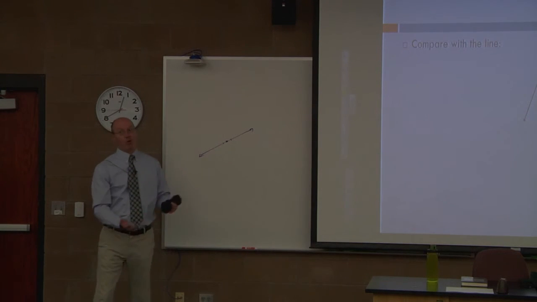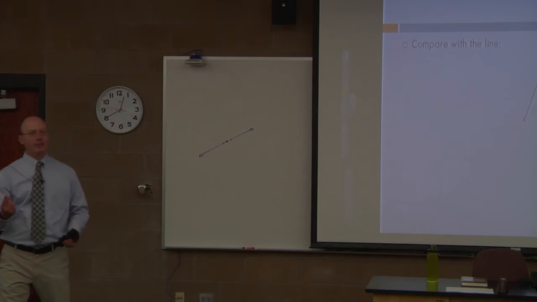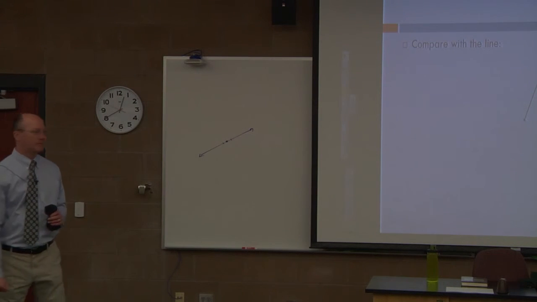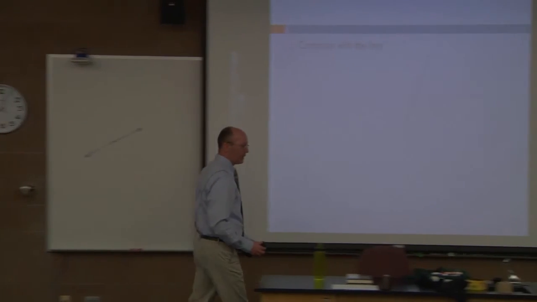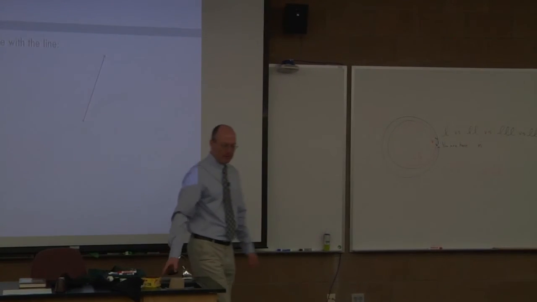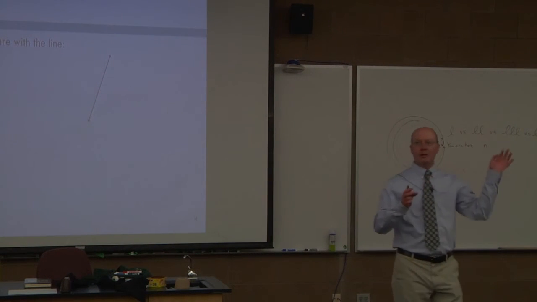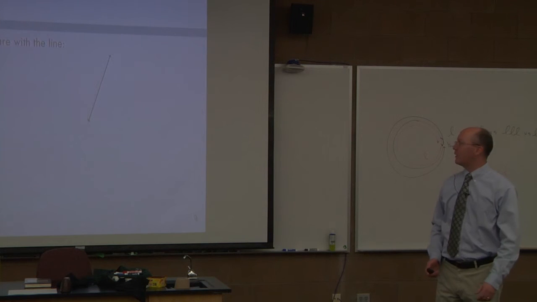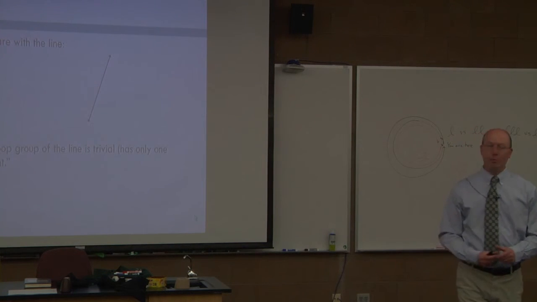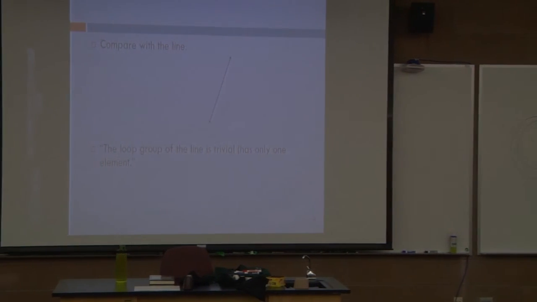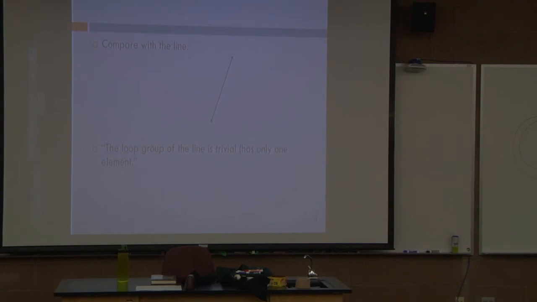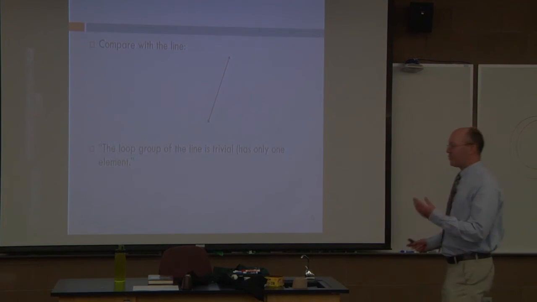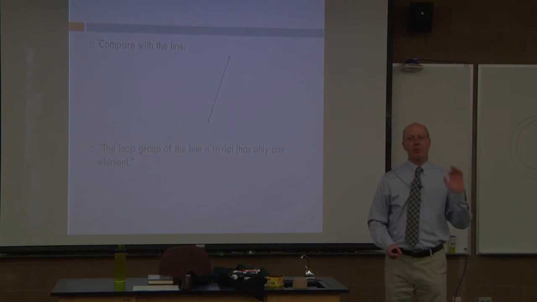So there really is only one loop, and that loop is, don't go anywhere. Doesn't really sound like a loop because you're not moving, but any loop that you do make could be contracted back to that point by drawing in the string. So we say the loop group of the line is trivial. That sounds very formal. When I say it's trivial, it just means that the loop group only has one element.